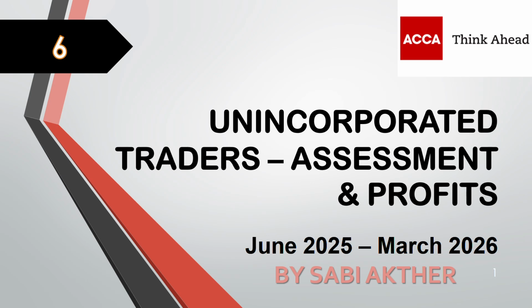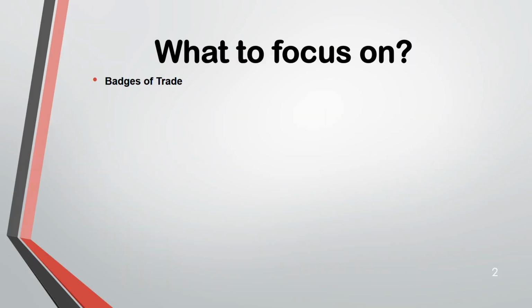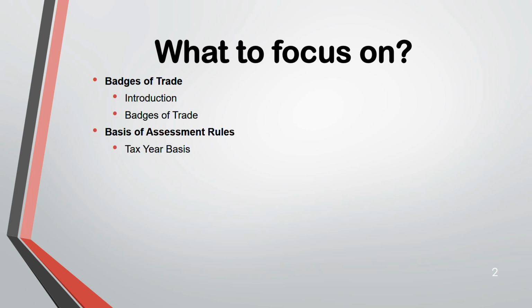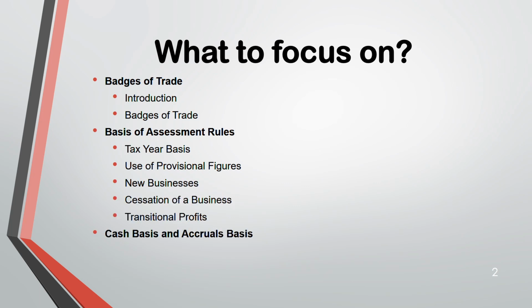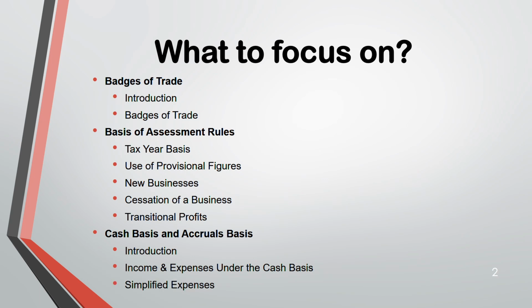In this lecture we are going to go through the badges of trade. What are the badges of trade? Then how do we assess for the self-employed? We go by the tax year basis. If we use provisional figures, how do we assess new businesses? How do we assess when a business closes down? And transitional profit. Then cash and accrual basis, so income and expenses under cash and accrual basis. Then we have what is known as simplified expenses.